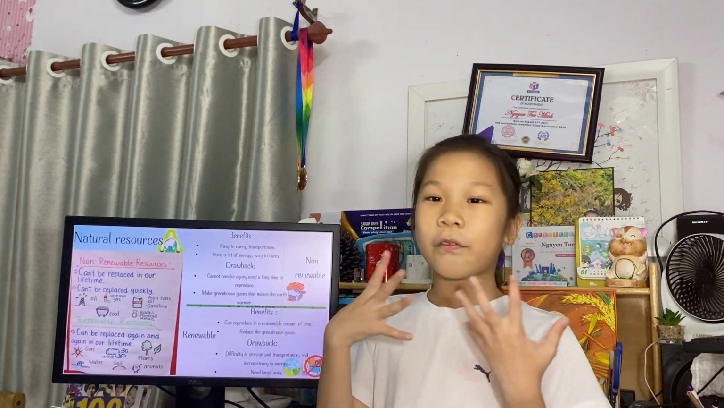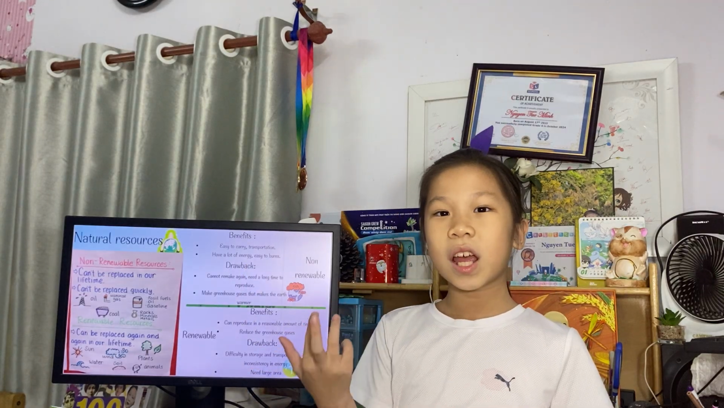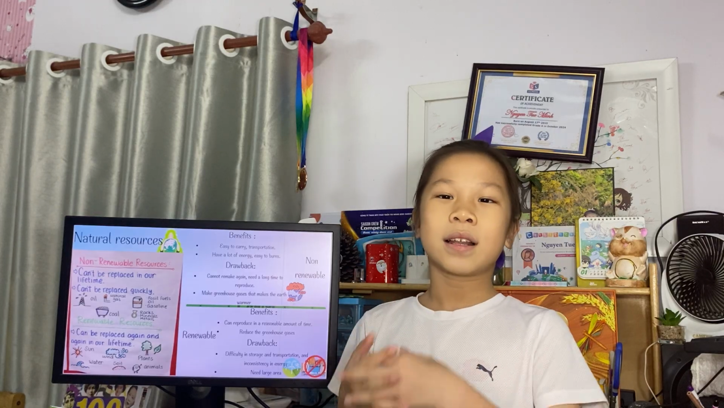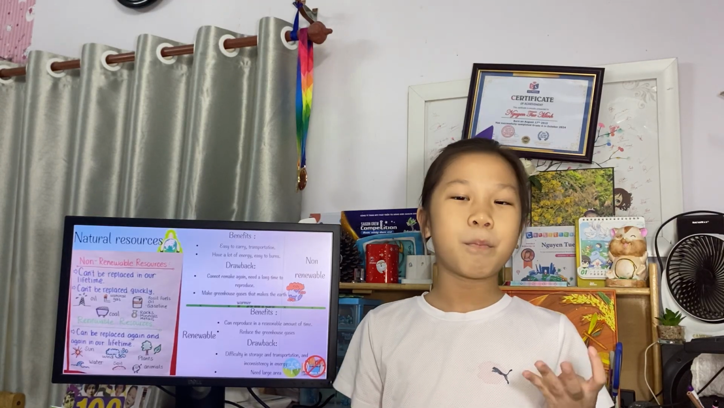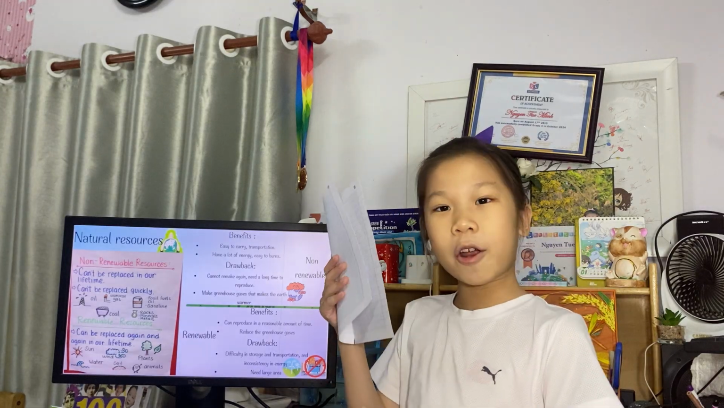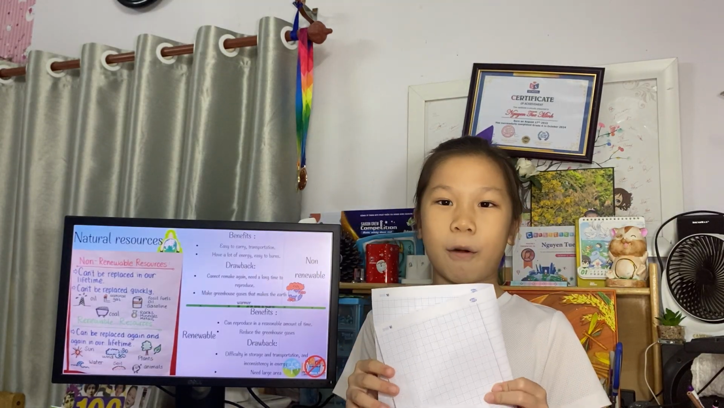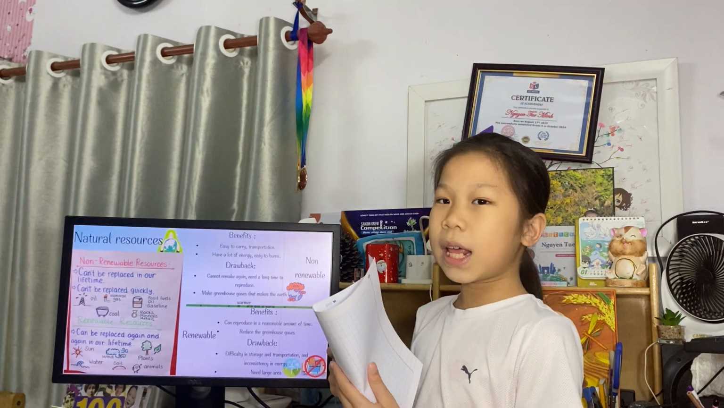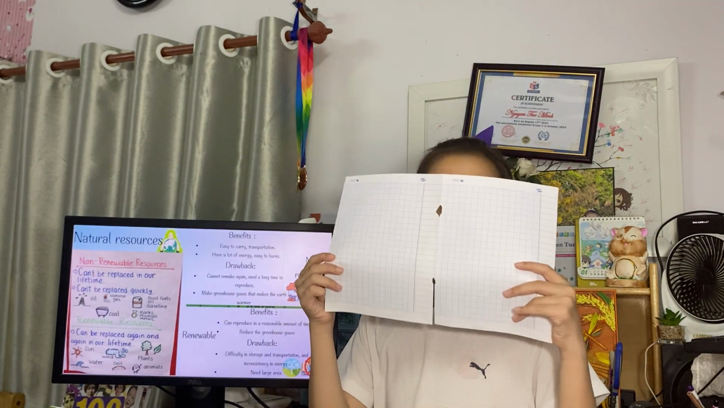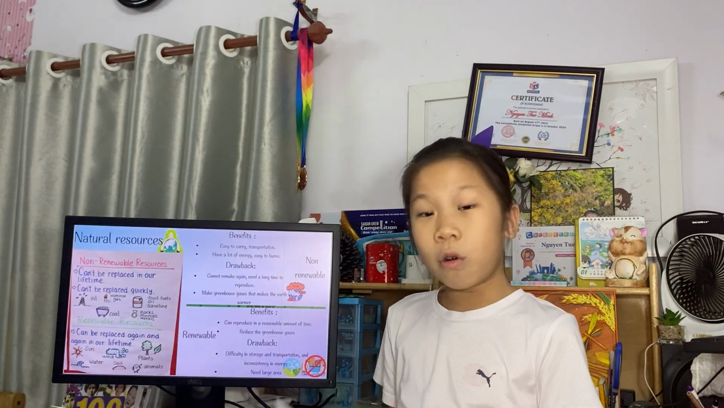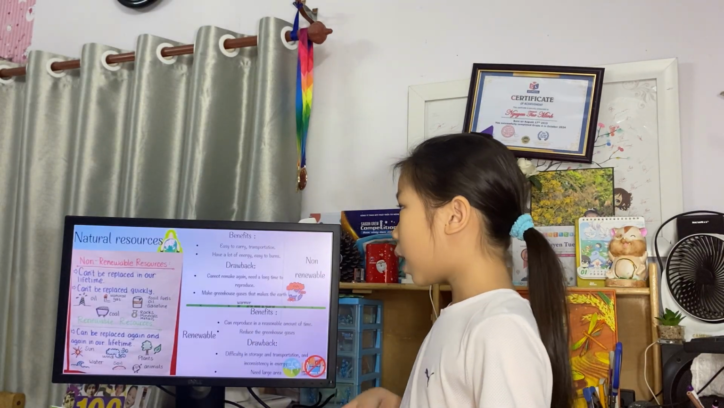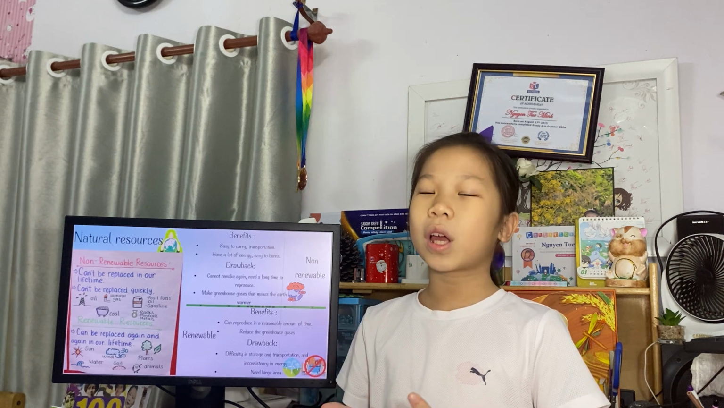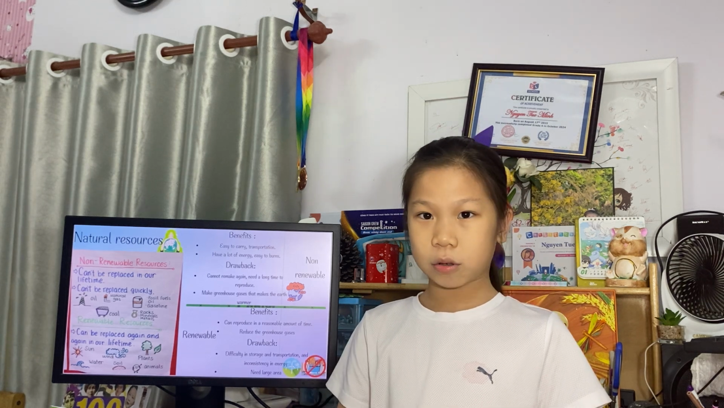So the factory used the wood and then they make paper in the factory. Then they delivered it to the bookstore and I bought it. Here, this paper, I bought it from a bookstore. So this paper is made from wood. And wood is a kind of resource. So wood, we call it a natural resource.